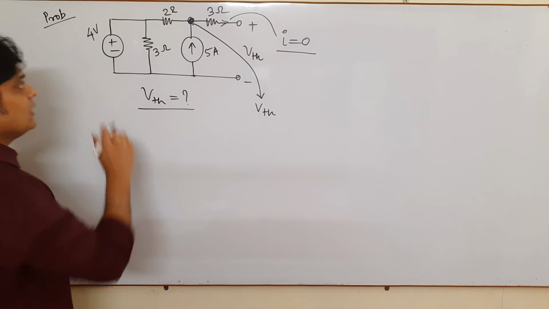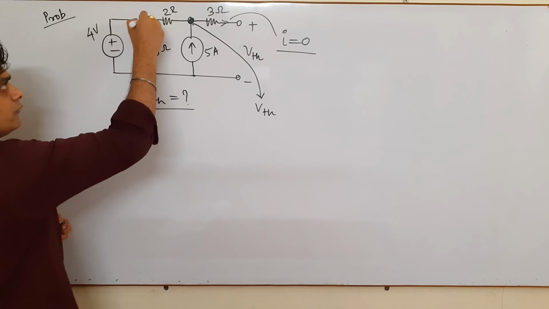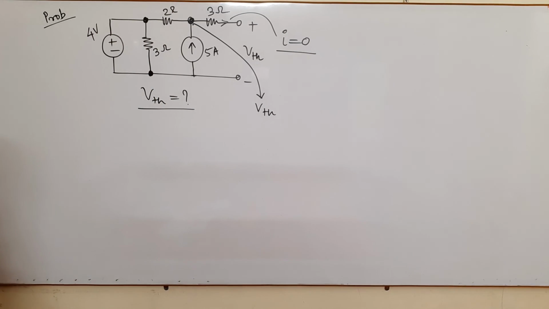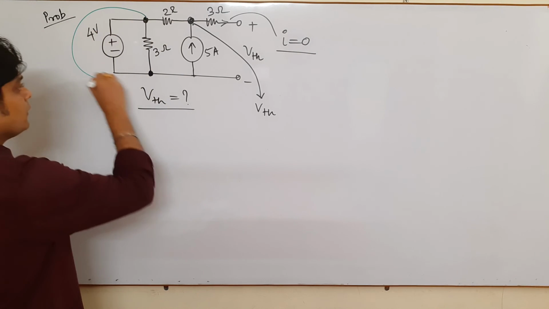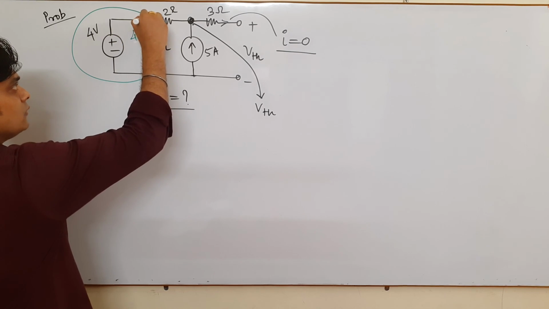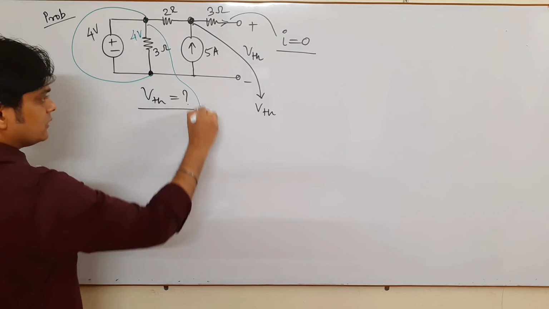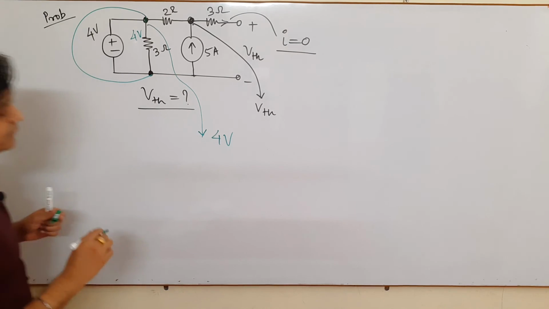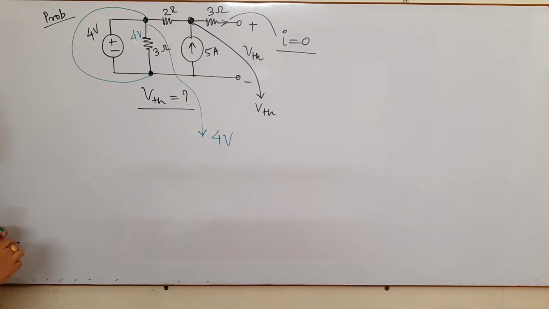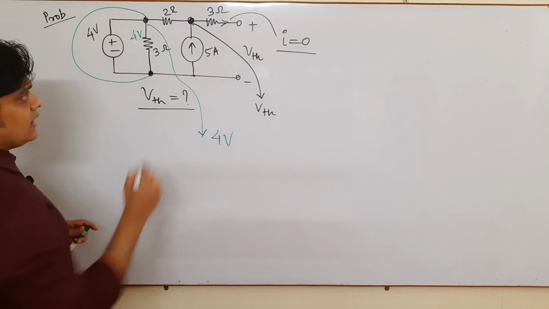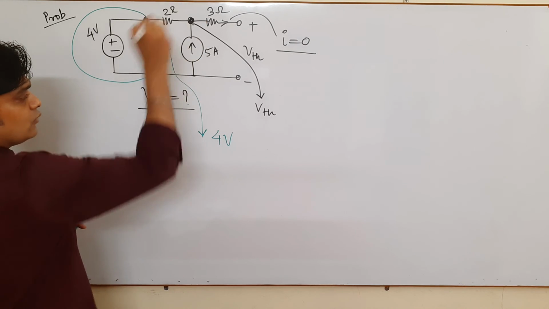Similarly, if you see, this 4 volt is appearing between these two nodes. So it means the voltage at this node is 4 volt. Can you say yes? The voltage at this node is 4 volt. So can you directly apply KCL at this node?